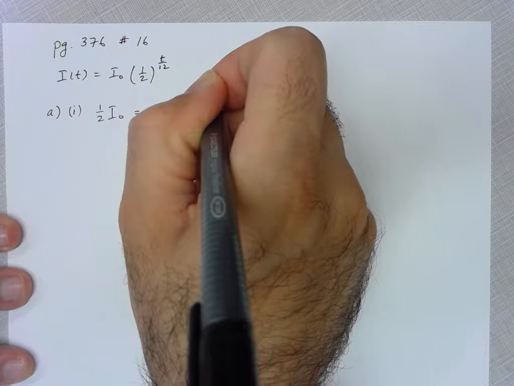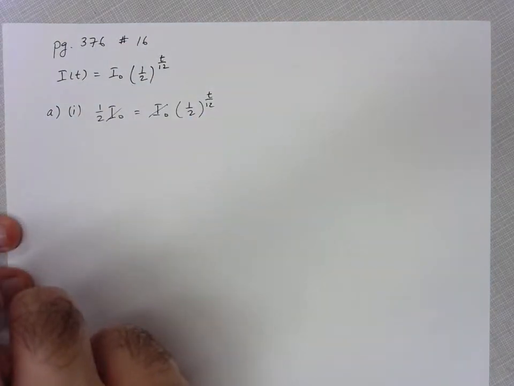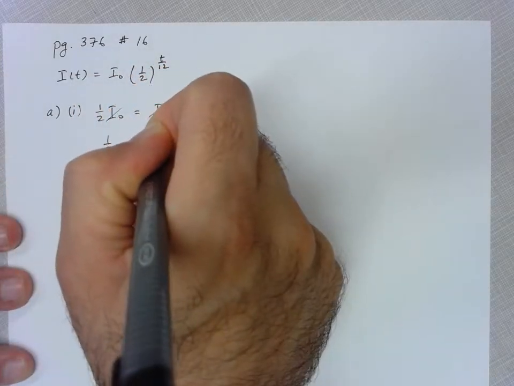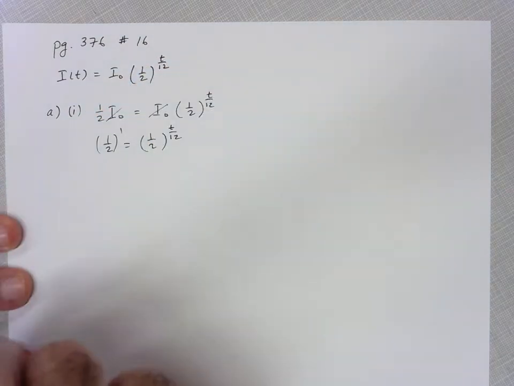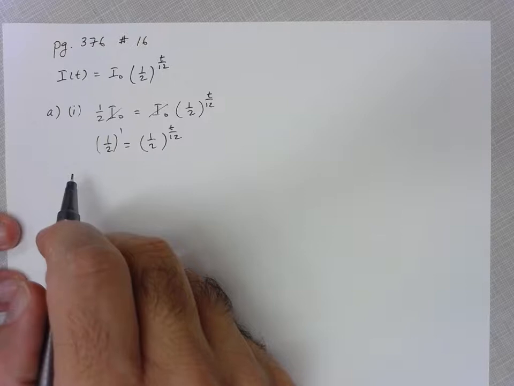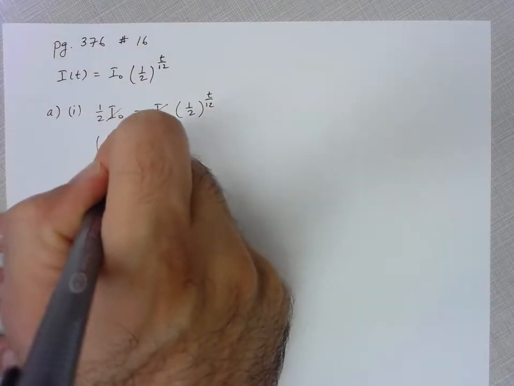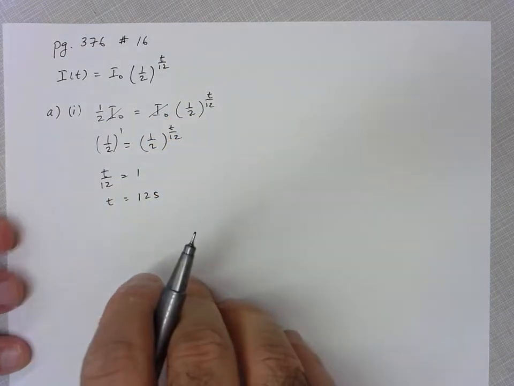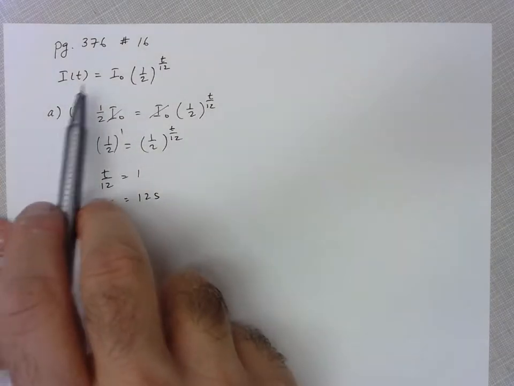The reason we can do that is because you have the I naught on both sides of the equation, so you can reduce that out. You're just left with 1/2 equals 1/2 to the t over 12. Of course, it's 1/2 to the 1. And again we've got that nice scenario where the bases are the same on both sides. So we just have that t over 12 is equal to 1, and so t is equal to 12 seconds, which is exactly what we had figured out just by observing the equation.